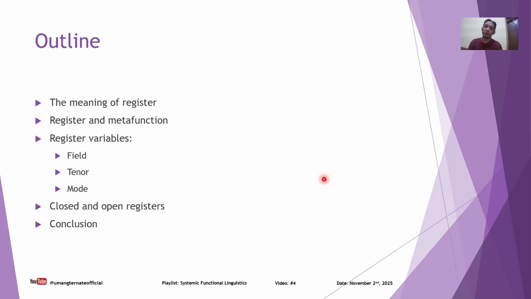As usual, let's take a look at the outline to see what this video will cover. First, we will see the meaning of register. And then we will come to register and metafunction to see how they connect. And then we will go down to register variables, including the field, tenor, and mode. Also, before we conclude, we will see closed and open registers to understand what they mean and to see examples of each. Okay, without further ado, let's talk about this.